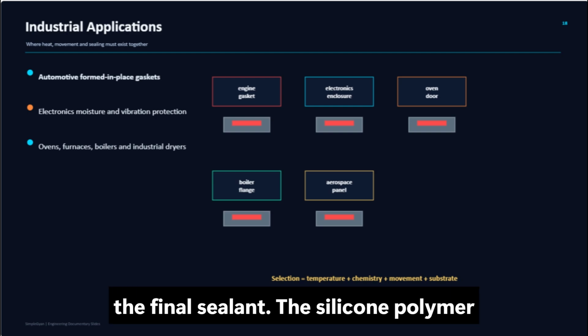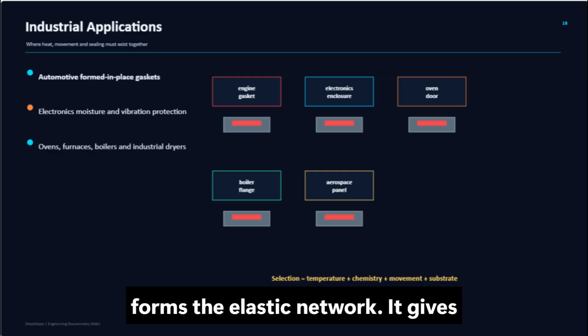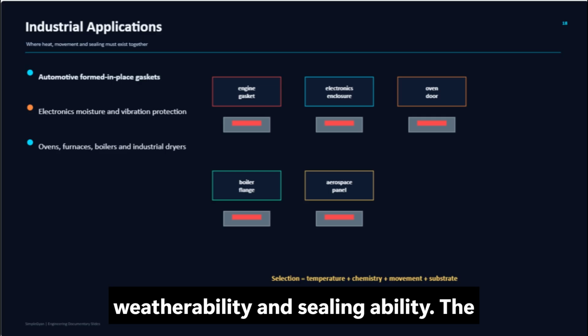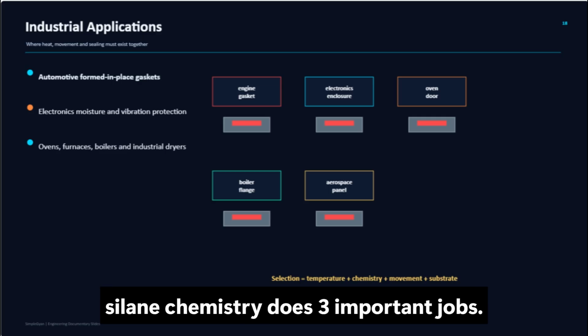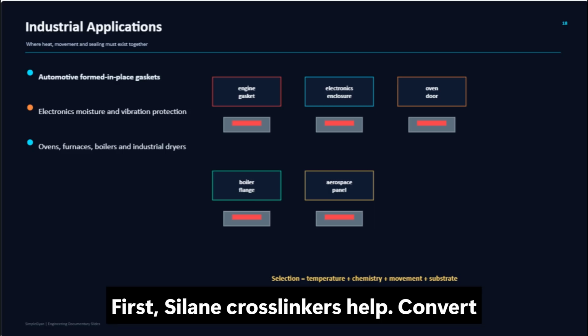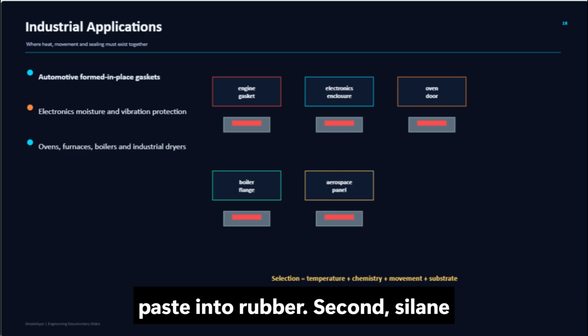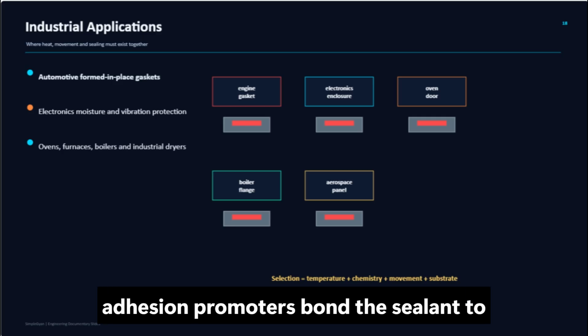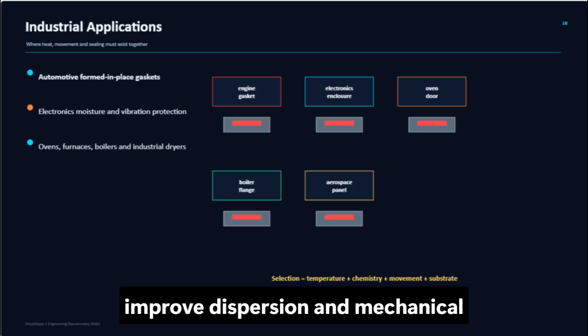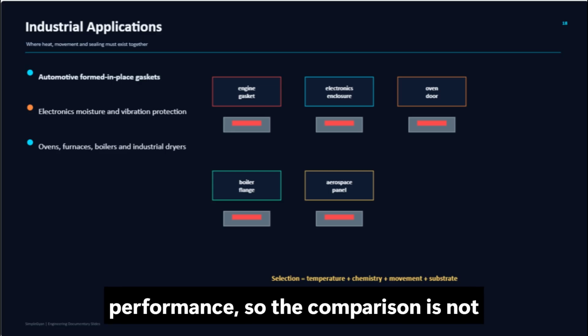Now let us compare their roles inside the final sealant. The silicone polymer forms the elastic network. It gives flexibility, thermal resistance, weatherability, and sealing ability. The silane chemistry does three important jobs. First, silane crosslinkers help convert paste into rubber. Second, silane adhesion promoters bond the sealant to substrates. Third, silane-treated fillers improve dispersion and mechanical performance.